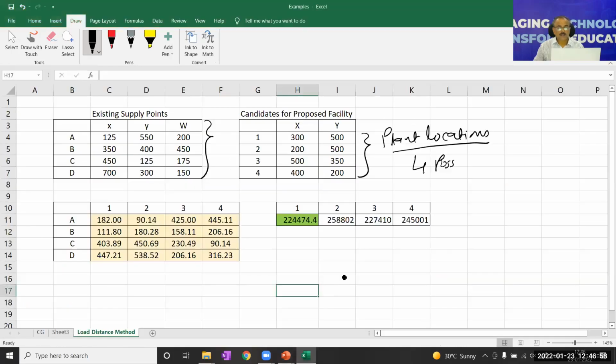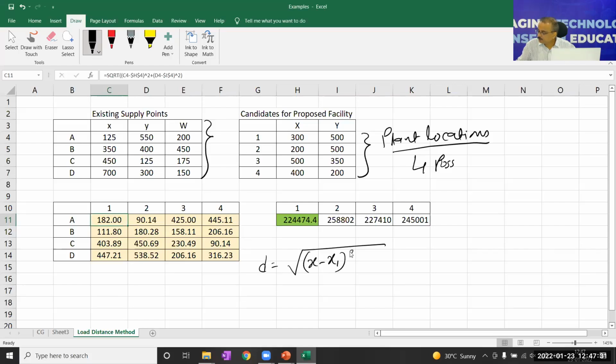So here we have alternatives available, and we have to come up with one alternative which will meet the requirement in terms of the minimum load. So for example, here we have to estimate the distance between each of the facilities based on the Euclidean distance measurement. So distance D is equal to the square root of x minus x1 square plus y minus y1 square. And this is nothing but a Euclidean distance measurement.